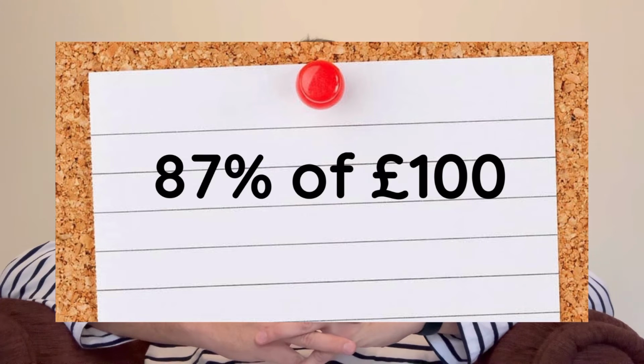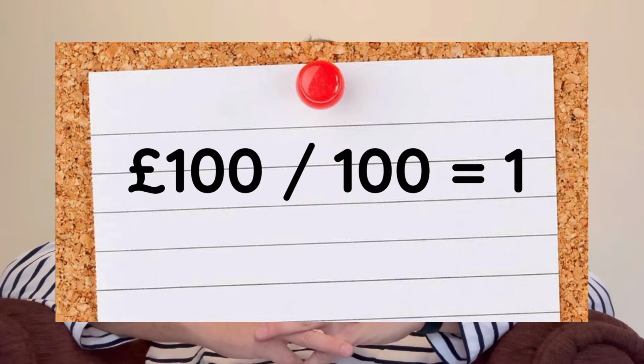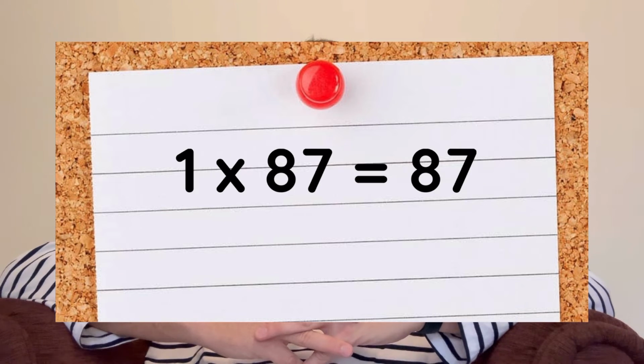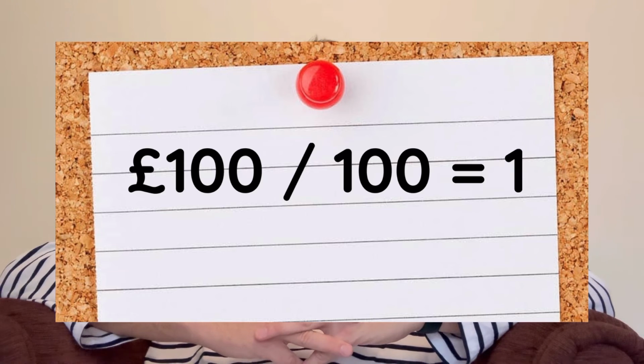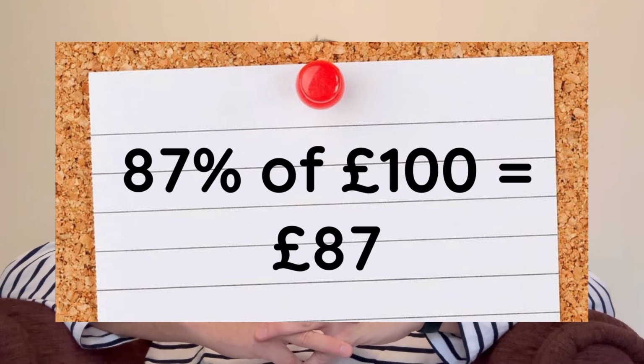So let's try that with a different percentage. If I wanted to work out 87% of a sum of money, and again we'll use the example of £100, the first thing I would do is divide that sum of money by 100 to work out what 1% is. I would then multiply it by 87 to work out what 87% is. So £100 divided by 100 gives me £1. I then multiply that by 87 to get my final percentage, which is £87.